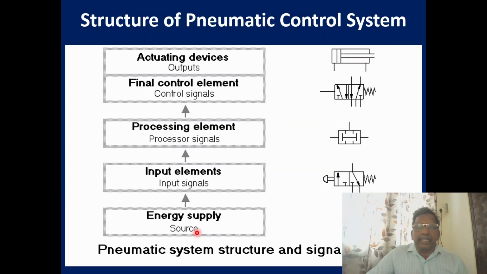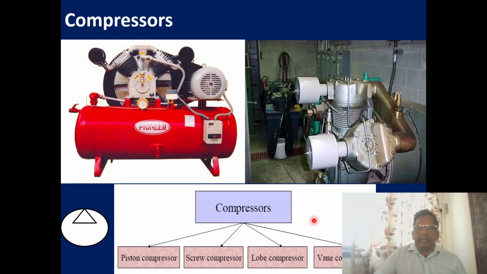It starts from energy. Then we give the input element, the input signal. Then the processing signal, then the control signal, then the output. So it is the structure of the signal flow in a pneumatic system. The first one we see is the compressor. You can see it is a symbolic representation of the compressor, a circle with an arrow mark.